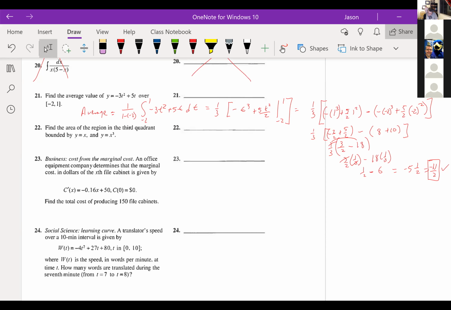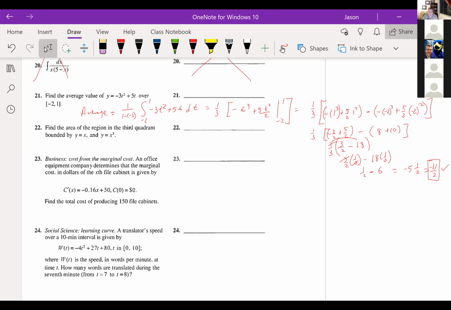Okay, all you're doing is integrating, right? And then once you integrate, plug in 150. That's it. That's all you do. And it shows that your constant is going to be 0, because C of 0 is 0, so your constant is just 0. That's what this thing means here.